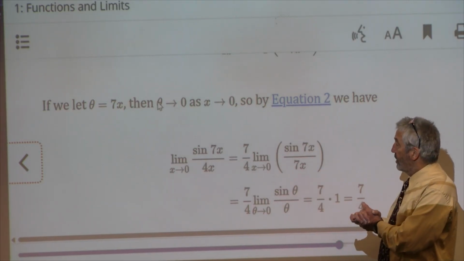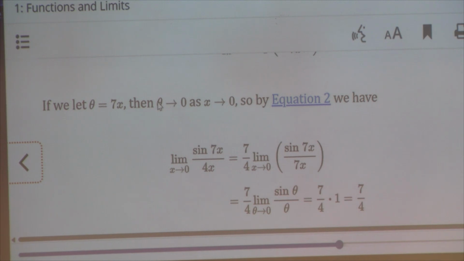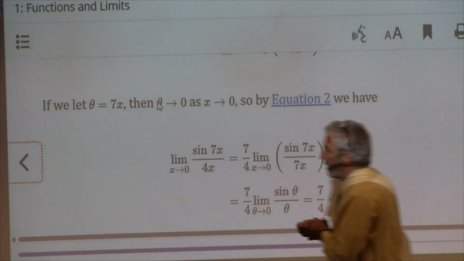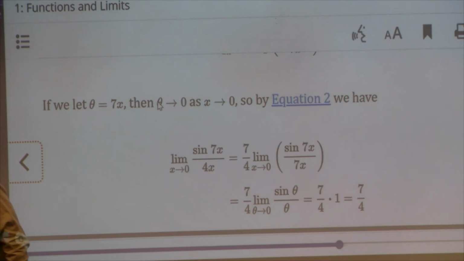But a bunch of you just replaced sine x over x with the number 1, said that that's true, and that's just not the way the limit works. It just isn't the way the limit works. So I want you to be able to show why these answers turn out the way they are. So this is sort of my ongoing nag to read the book.